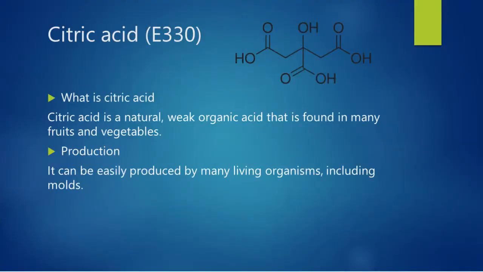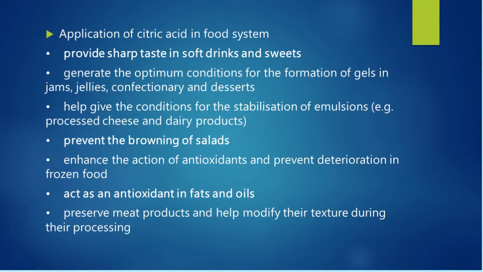Then, let's say hi to another common acidulant, citric acid. Citric acid is a natural weak organic acid that is found in many fruits and vegetables, especially citrus. Because citric acid is also a byproduct of the citric acid cycle, it is also produced by many living organisms, including mold. Citric acid is prized for its sour flavor, preservative quality, and ability to act as a pH buffer.